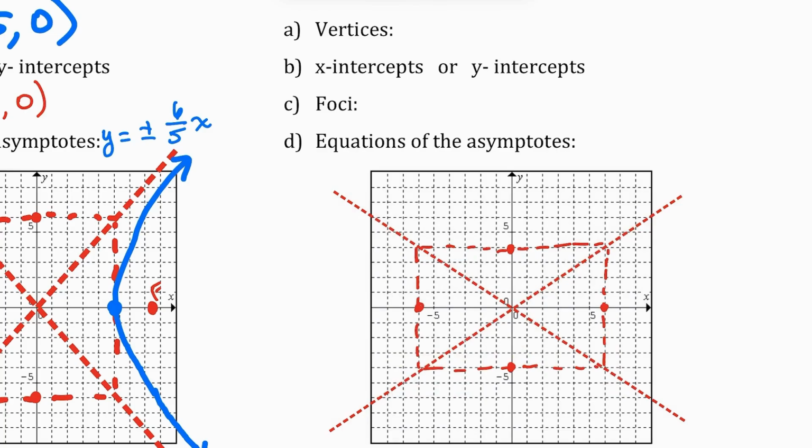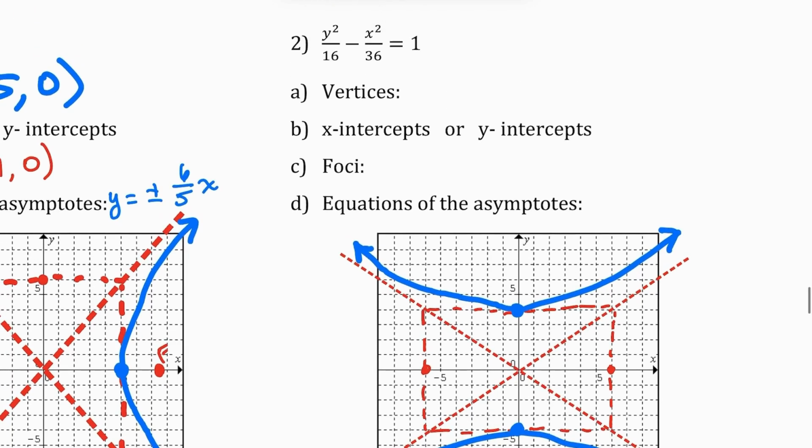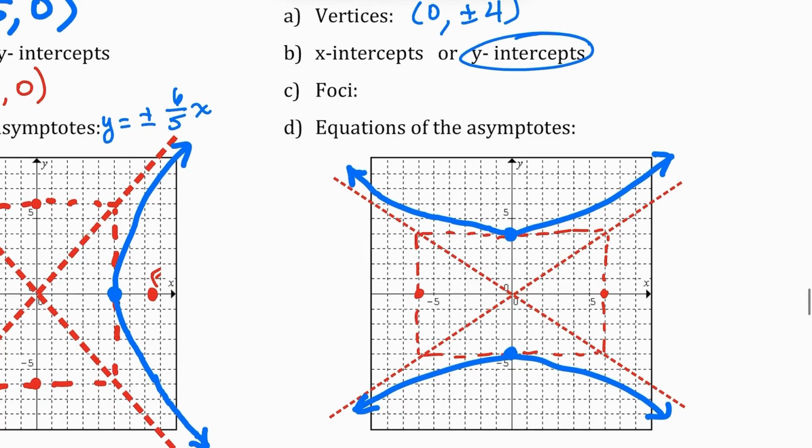Now, since our fraction had y squared first, I'm going to have my hyperbola open up and down. So I'm going to have a piece that looks like this, and a piece that looks like this, and this is again because it's y squared first. So our vertices ended up being at 0 and plus or minus 4. Since y squared showed up first, these are my y-intercepts.